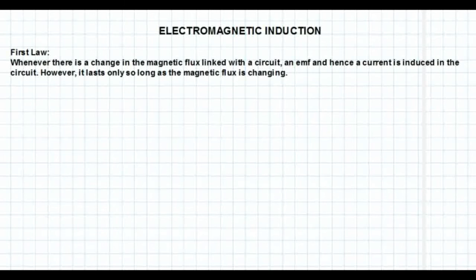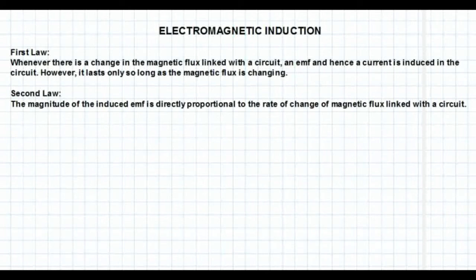Similarly, when we take away the bar magnet, a lesser and lesser number of magnetic field lines come in contact with the coil. So again, there is a change in the magnetic flux linked with the coil or with the circuit, and this produces an EMF, and this EMF produces a current, and that current is called induced current. Then the second law: the magnitude of the induced EMF is directly proportional to the rate of change of magnetic flux linked with the circuit.